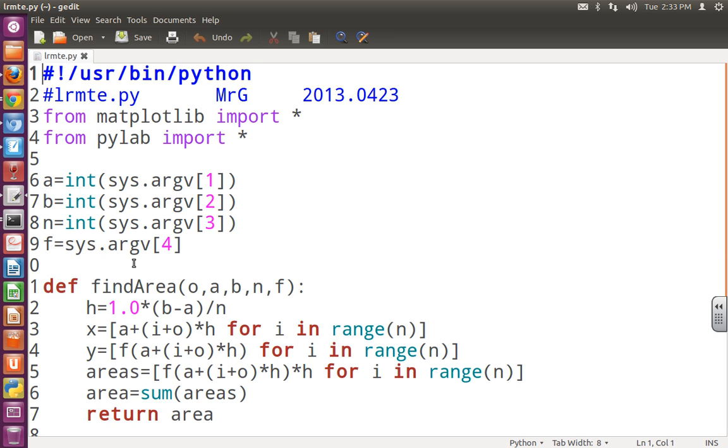All right, we're almost done. LRMTE is actually the more useful one. Area is nice because of the graphics. All right, so save it, X out of it, and X out of that.